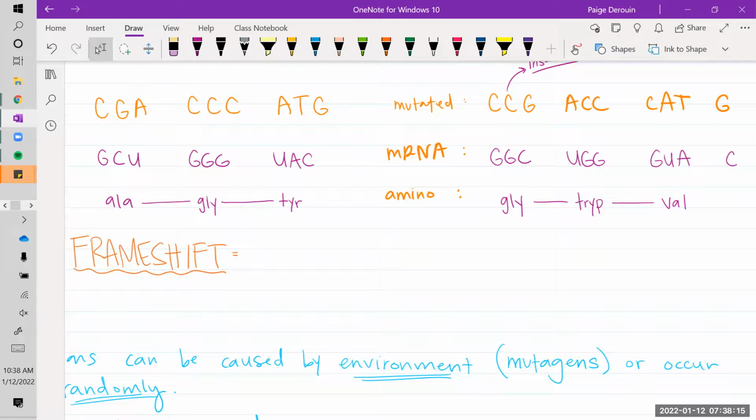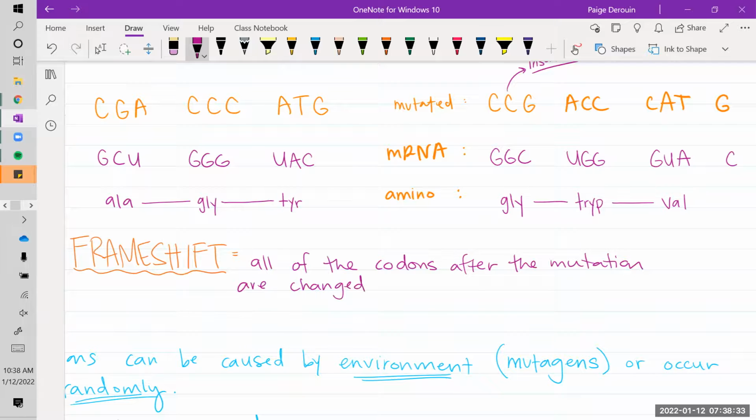So this is what a frame shift is. Frame shift is all of the codons after the mutation are changed. But this is still a point mutation, because why? Do you know? Yeah, because you only actually changed one letter. It just resulted in a change of all the ones after.